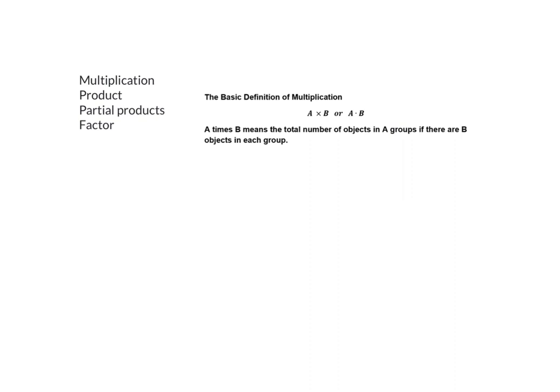So we're going to start off with some simple definitions like we usually do. We have our first one, multiplication. The basic definition of multiplication is A times B, with an X or using a dot. Later on in math, you phase out the X because you're going to have variables, but we won't worry about those. So in words, A times B is the total number of objects in A groups if there are B objects in a group.